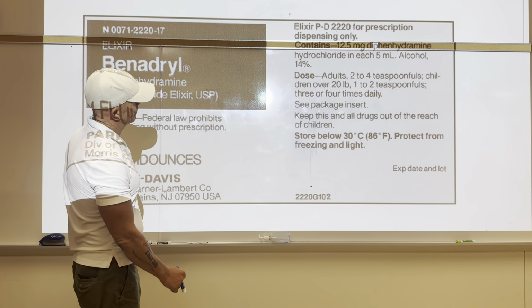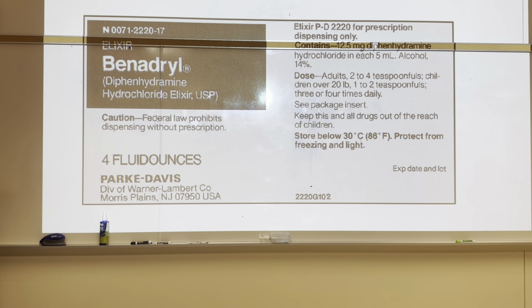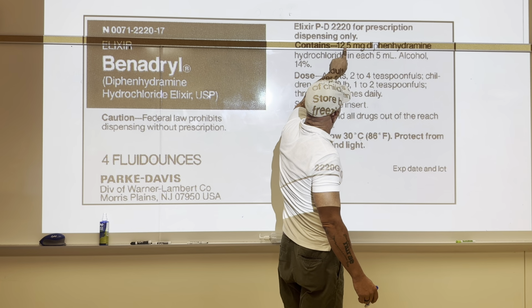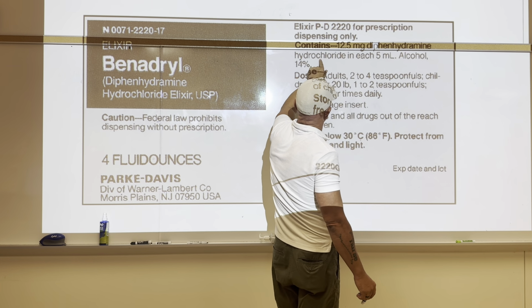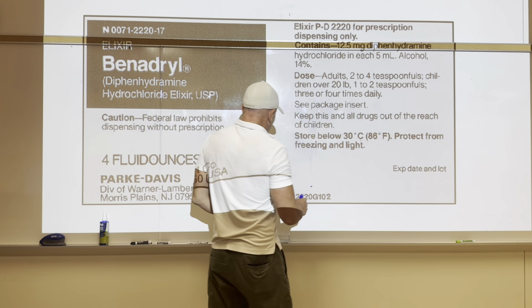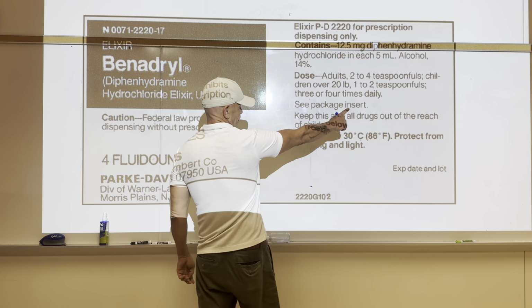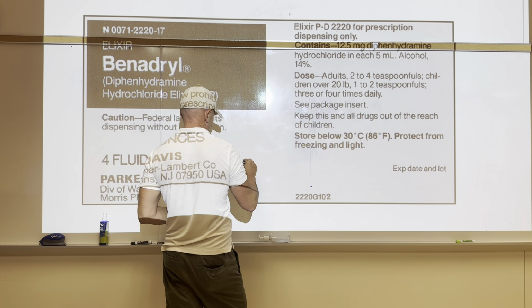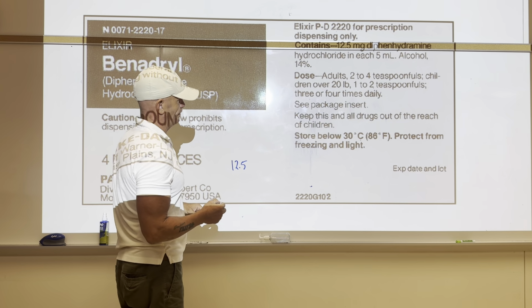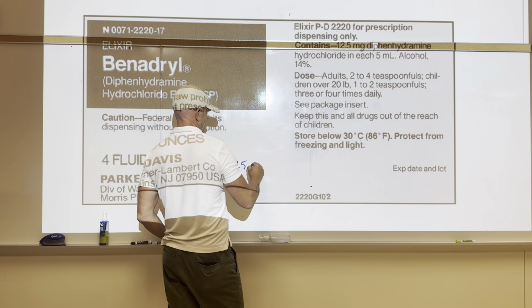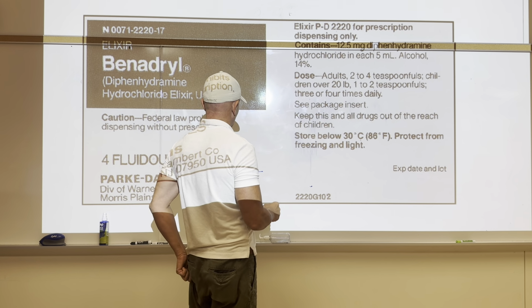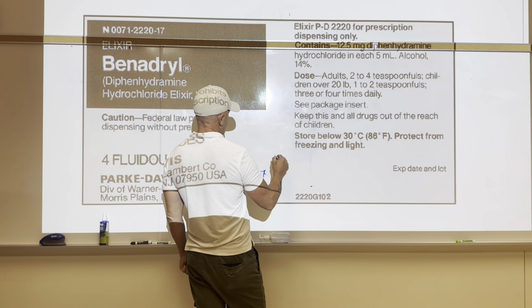So first, you can't see it real well, just look in your slides. It's 12.5 milligrams diphenhydramine hydrochloride in each 5 mLs. So you've got 12.5 milligrams over 5 mLs. Okay? They're giving you 15 milligrams.